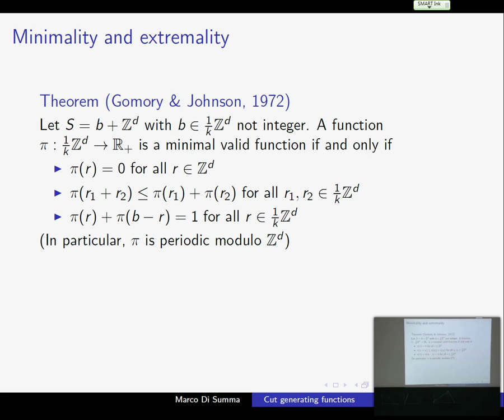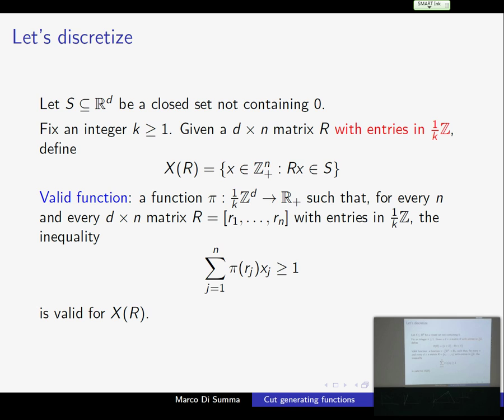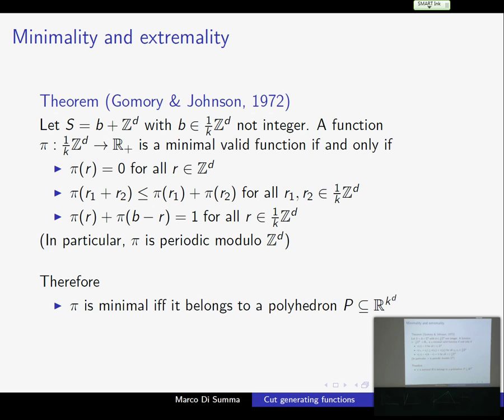But now the point is that, let's assume this is the domain of my function. Since you know that the function must be periodic, modulo Z^2 in this case, it means that you only have to characterize the function here in the 0, 1 square, but you only have a finite number of points that are multiples of 1 over k in this square. So in order to give me completely a function, you only have to specify a finite number of values. In particular, this means that pi is minimal if and only if it belongs to some polyhedron in a space with k to the d components. Polyhedron because these conditions are all linear. You have non-negativity, which is hidden here, equations, inequalities, and equations. So it's really a polyhedron.